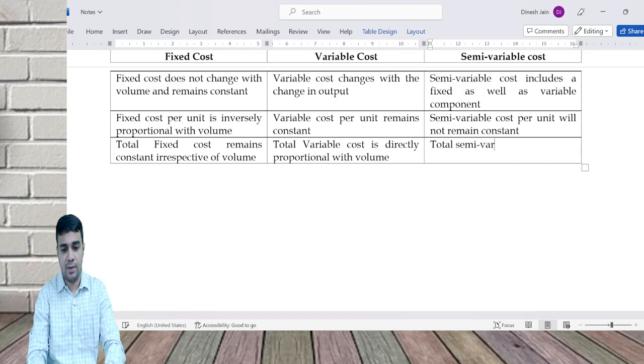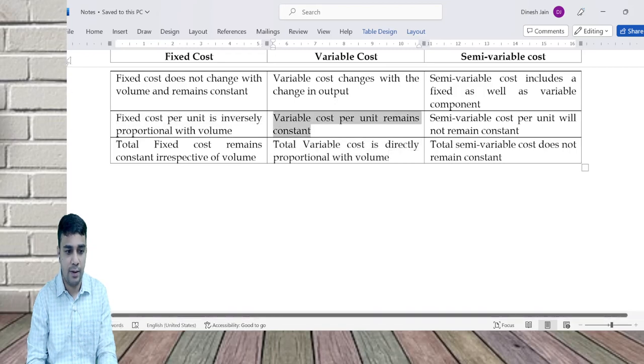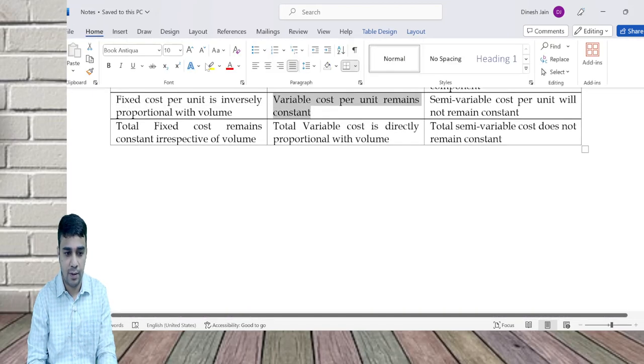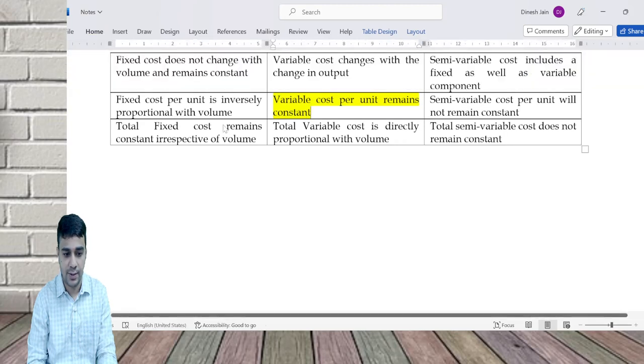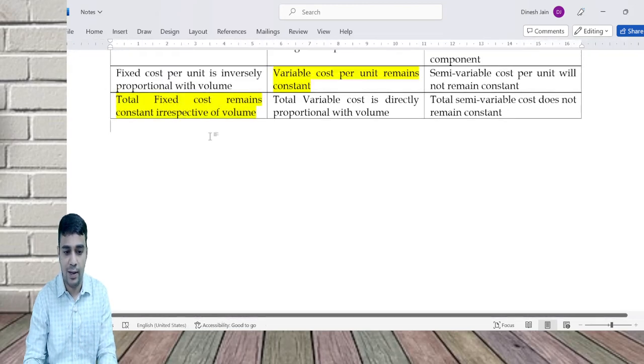Total semi-variable cost does not remain constant. Now this part remains constant, that is variable cost per unit remains constant, and this part also remains constant, your fixed cost at the overall level.